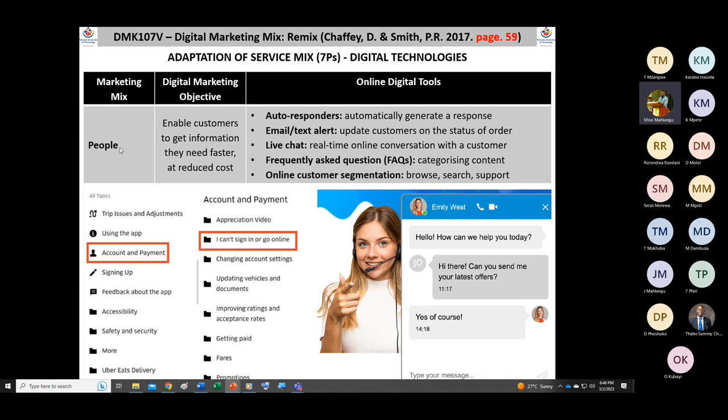Our objective with the people element is to enable customers to get the information they need faster, and they should get that information at a reduced cost.